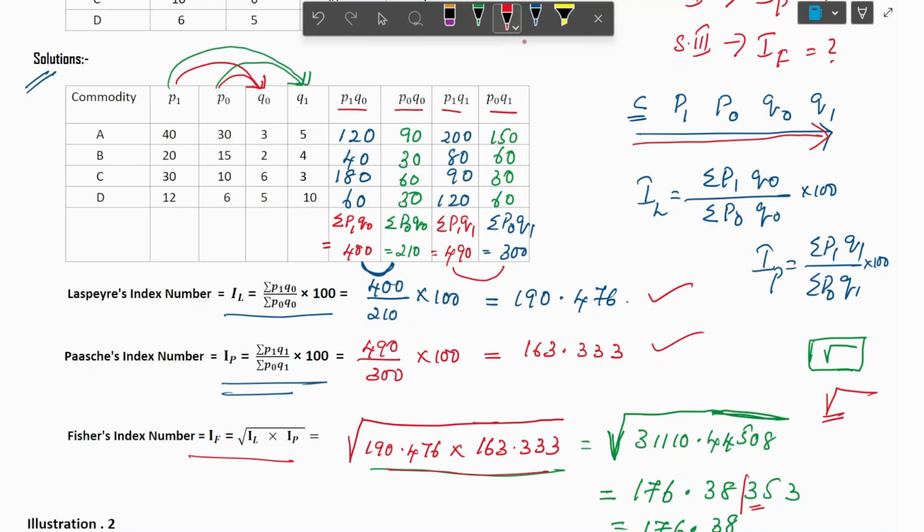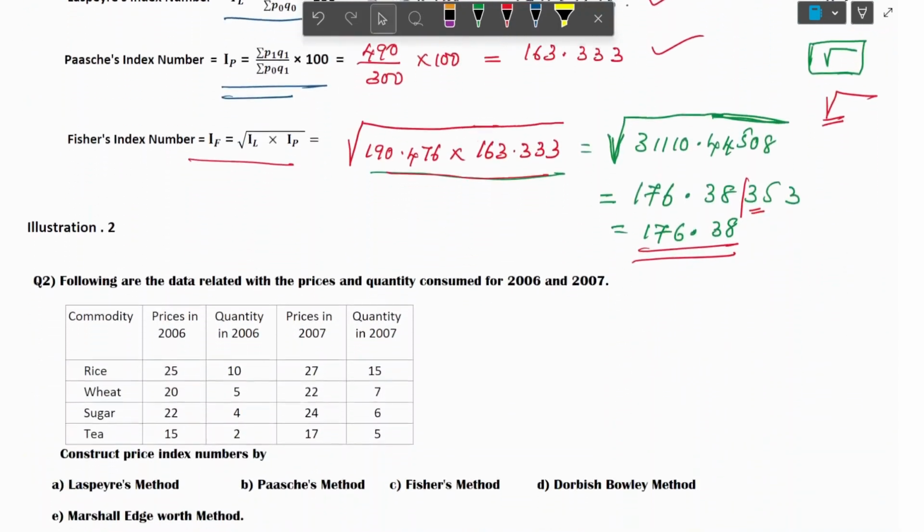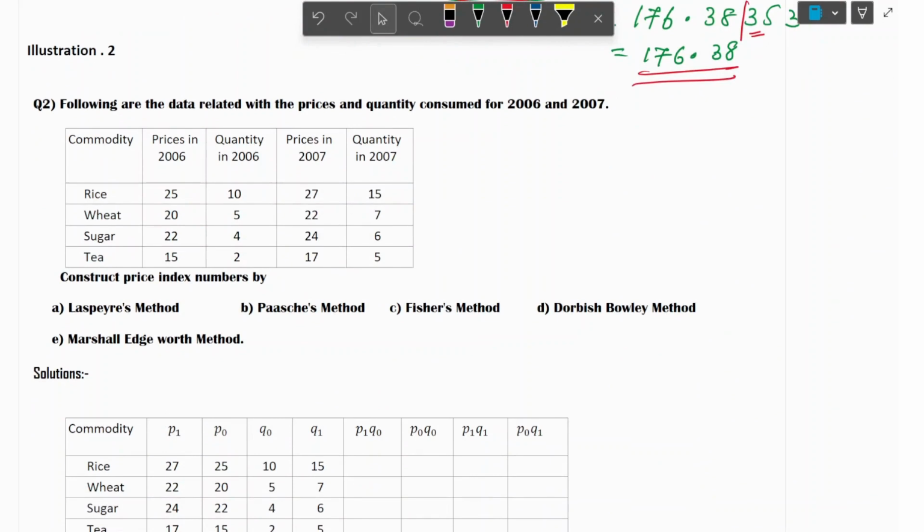Next, we will discuss one more question. In the same question, I will show you all the different methods. How do you calculate the Laspeyres method, that is IL, IP, Fisher's method, which means IF, the Dorbish method, which means Dorbish-Bowley, IDB, and the last one, IMA. Now see here the question. Here it represents quantity consumed for 2006 and 2007. That means 2006 is your base year and 2007 is your current year. Now commodity prices in 2006, the base year, that's why it is P0.